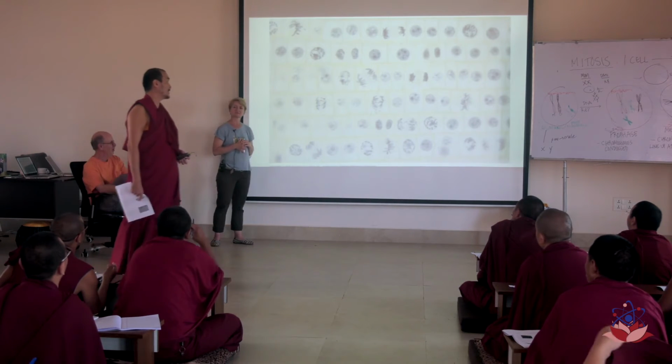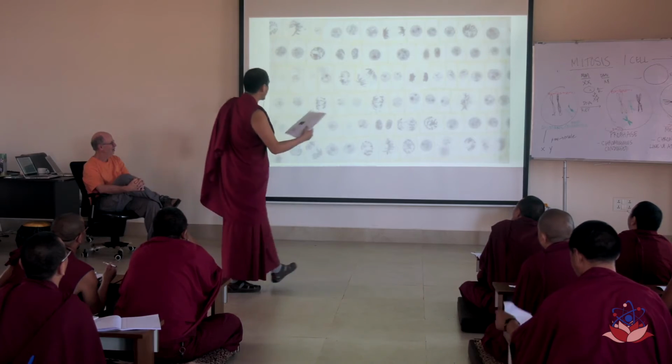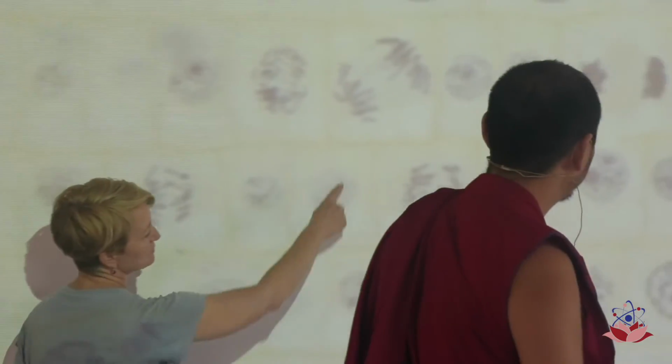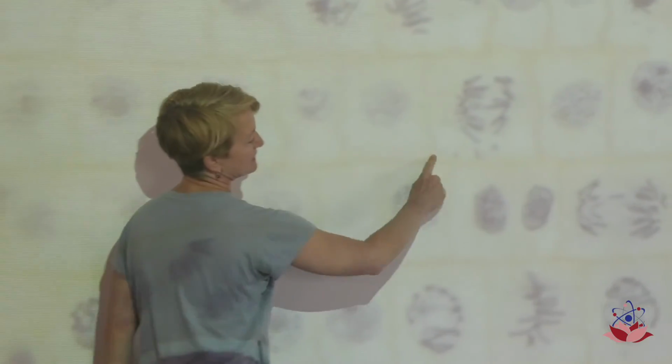Okay. So it's all square like bricks. Yep. So that's the rigid cell wall of each plant cell.